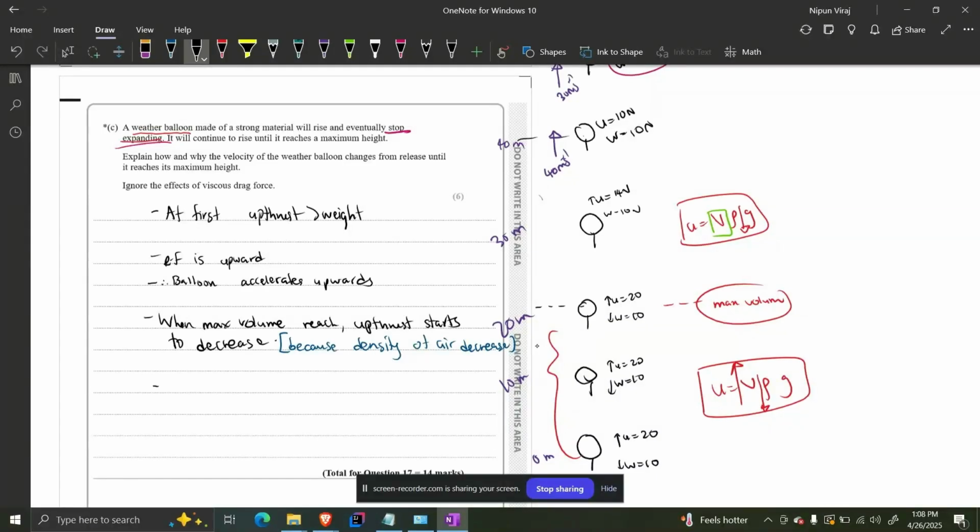Then at one moment what happens? At one moment upthrust becomes lower than weight. Lower than weight. Then there will be an overall downward force acting. Overall downward resultant will take the object to rest.